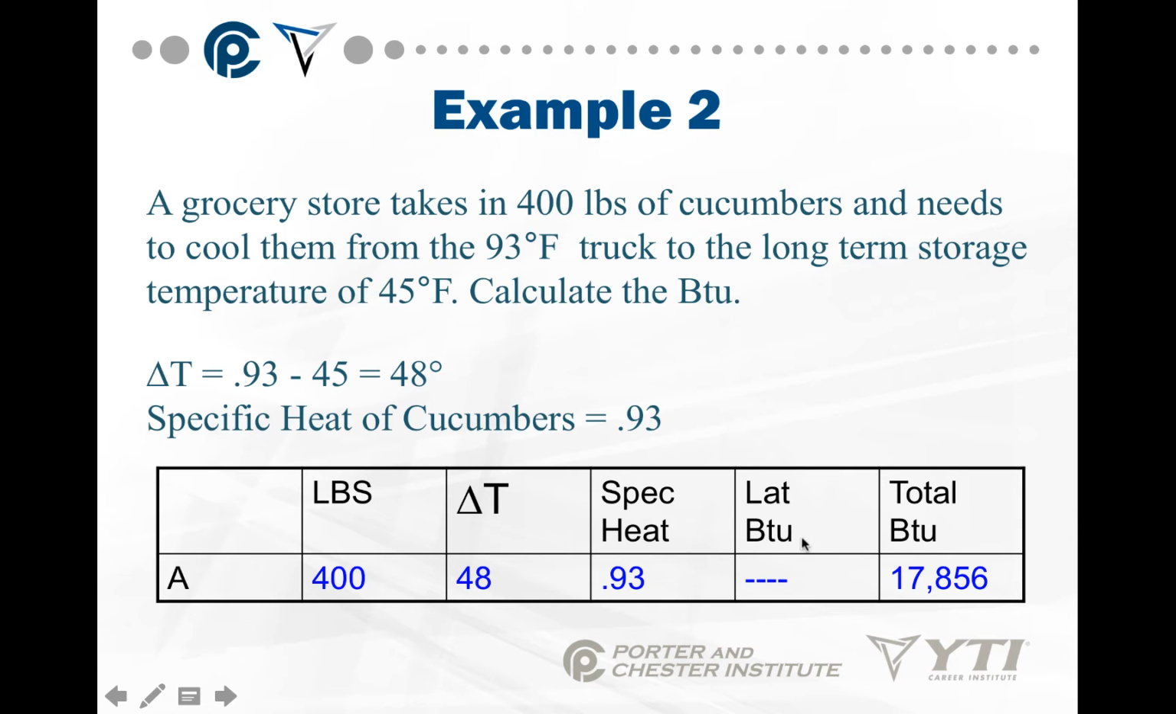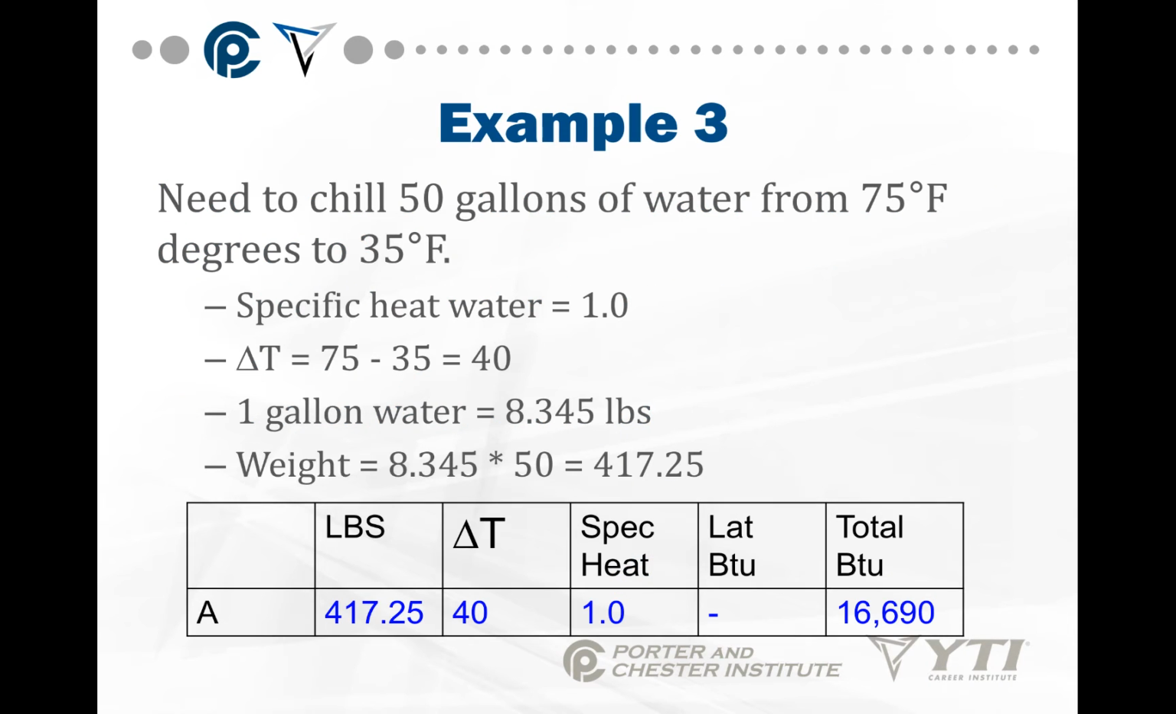Now we don't have any latent heat because we're not doing a change of state. We're not going to take those to ice cucumbers or gaseous cucumbers. We're just going to take it to a cooler form of the solid cucumber. So we end up with a total of 17,856 BTUs. Sort of makes sense.